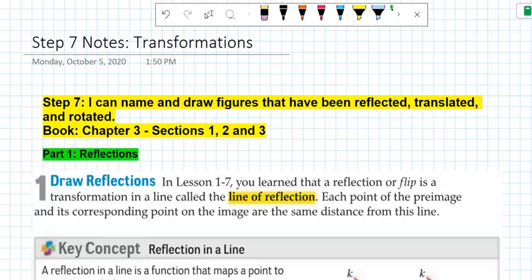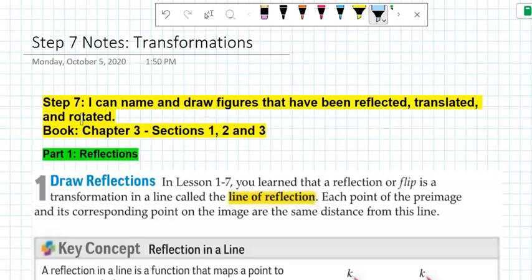Hello and welcome to Unit 2, which starts with Step 7. In Step 7, we're going to talk all things transformation. So there's 3 different types of transformations. We have reflections, we have translations, and we have rotations. So in this first video, we're going to talk all things reflections, okay?